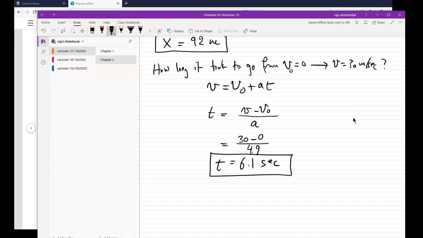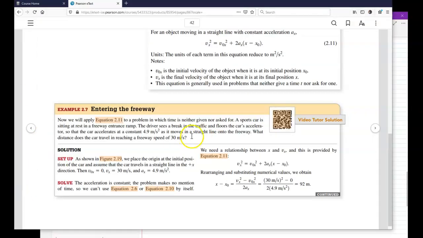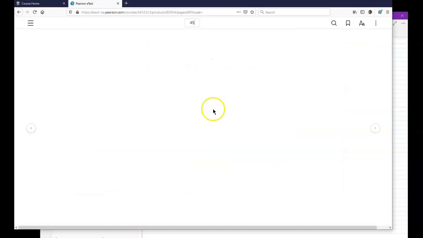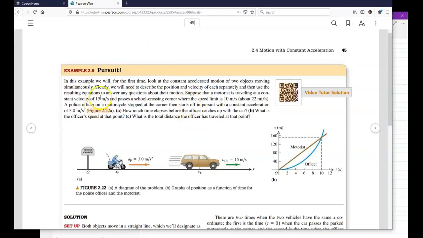Okay, great. One more example. I'm going through them very quickly. Example 2.8 from the book. Looks a little bit harder than the ones we have done so far, so let's go over it. Page 45. Here it is at the top right here.